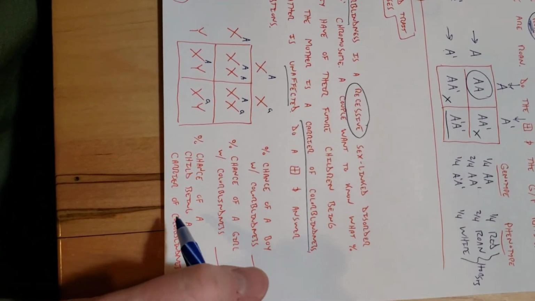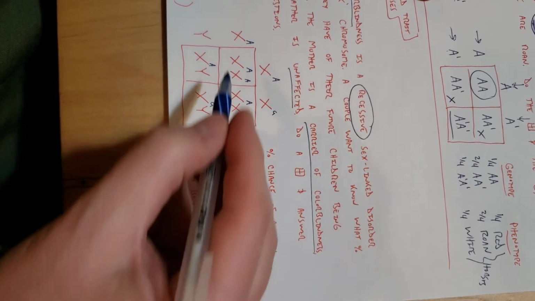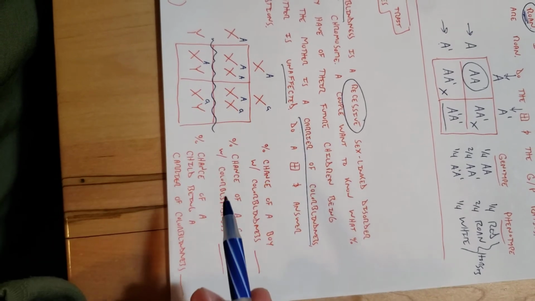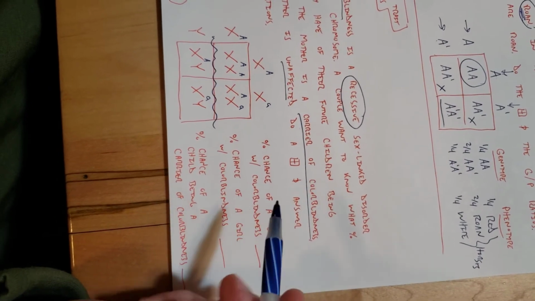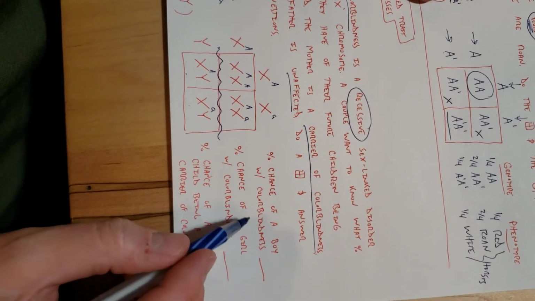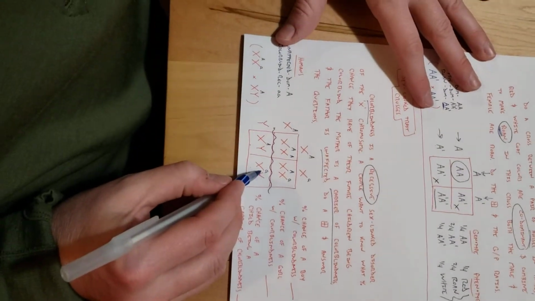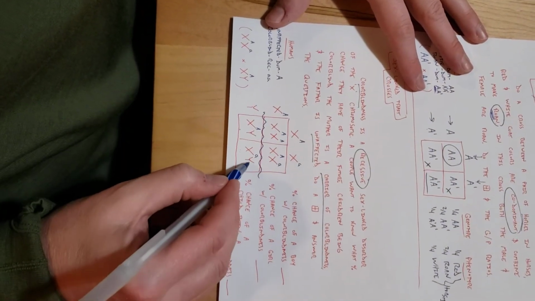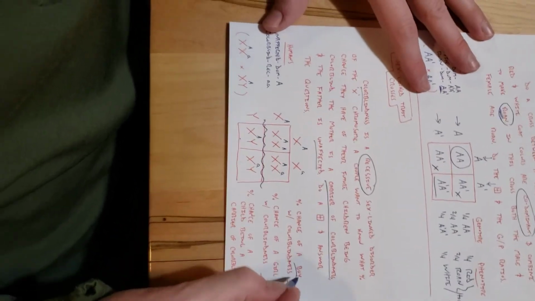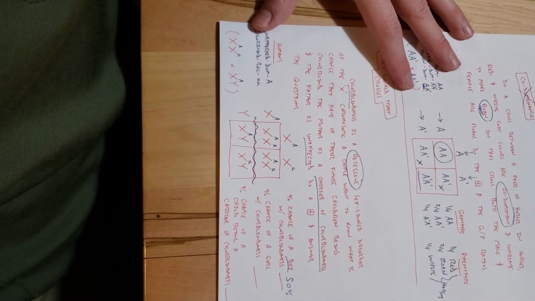Okay, so now let's answer our questions. Percentage chance of a boy with color blindness. The first thing you have to see is that those aren't boys. XX is the chromosome combination for females. So these are our boys. Percent chance of a boy with color blindness. Well, this one is unaffected. This one has color blindness. You only need one since there's only one X. So percentage chance of a boy with color blindness, well, 50%. One of them has it, one of them doesn't.